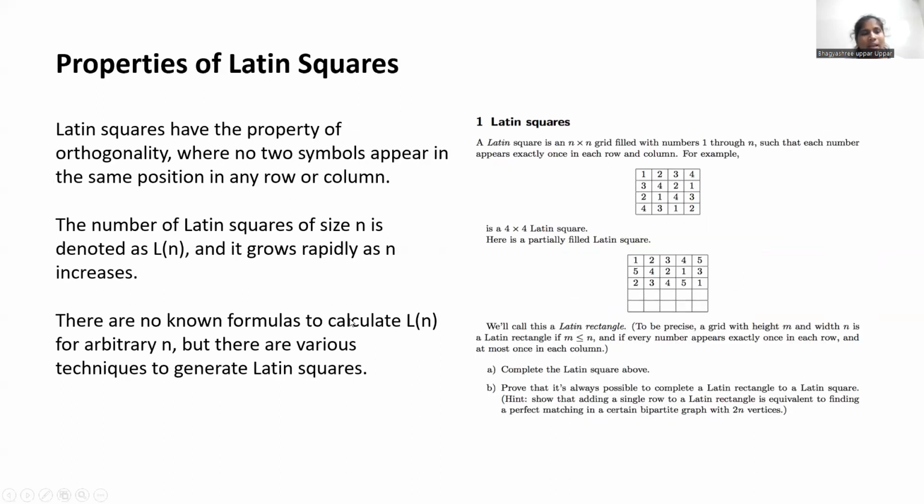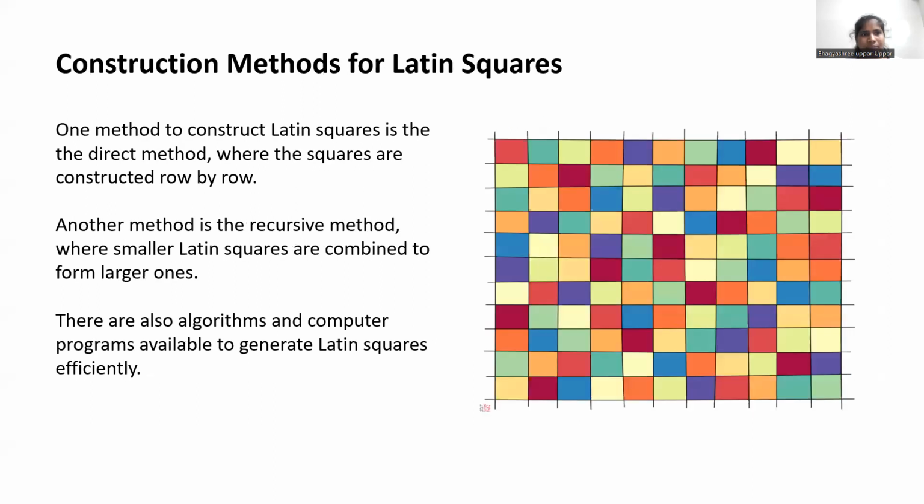Properties of Latin squares. Latin squares have the property of orthogonality, where no two symbols appear in the same position in any row or column. The number of Latin squares of size n is denoted as L, and it grows rapidly as n increases. There are no known formulas to calculate L for arbitrary n, but there are various techniques to generate Latin squares.